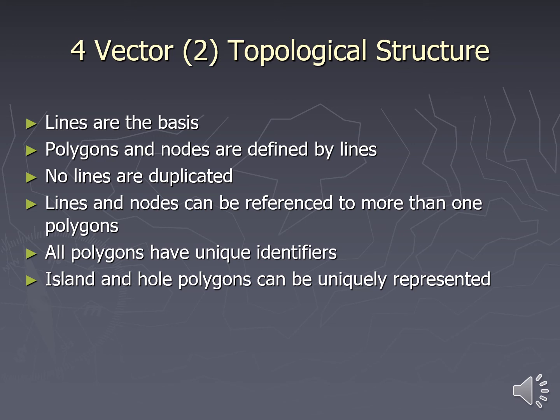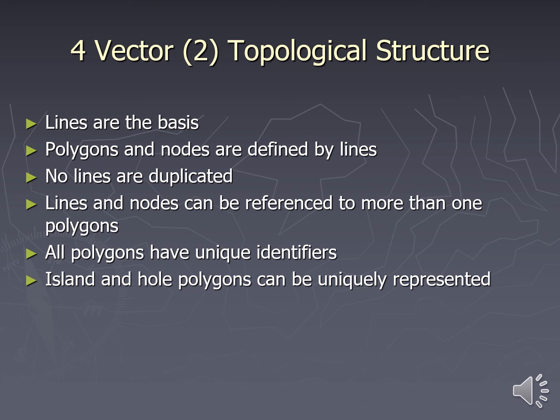So when you have a topological data structure, lines are the basis of this data model. Polygons and nodes are defined by lines, and no lines are duplicated. So in other words, you've reduced the size needed to record this information, and lines and nodes can be referenced to more than one polygon. In other words, you can use these lines and nodes in multiple structures, and all polygons have their own unique identifiers.